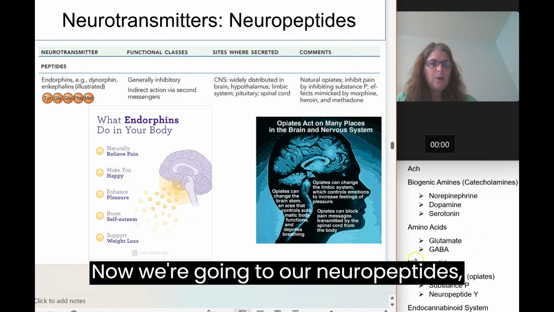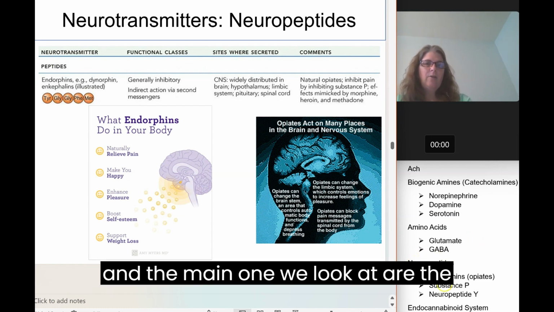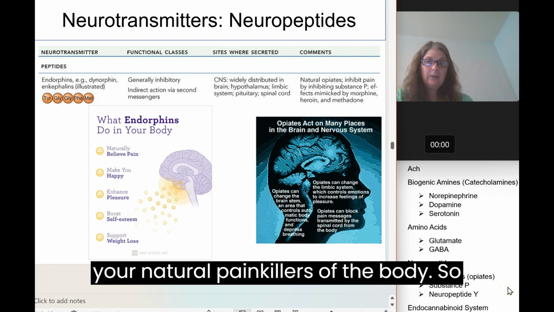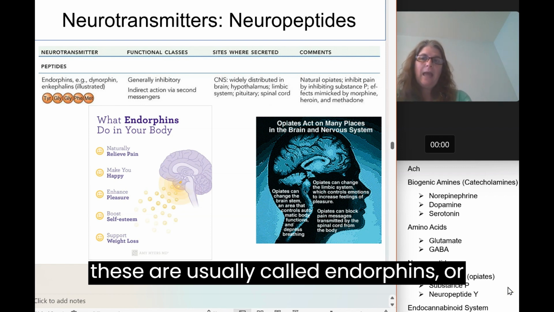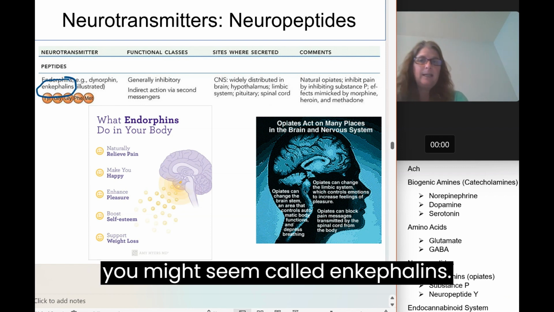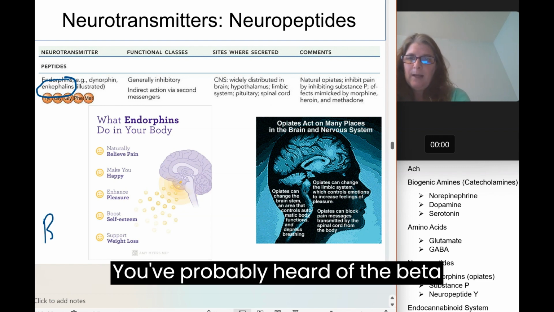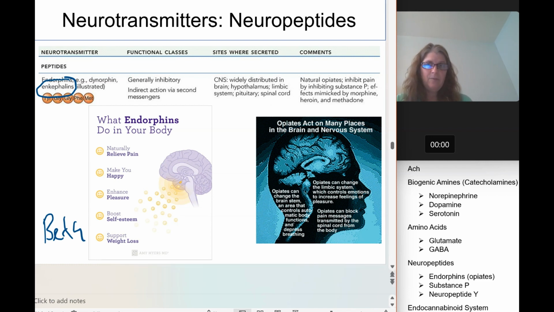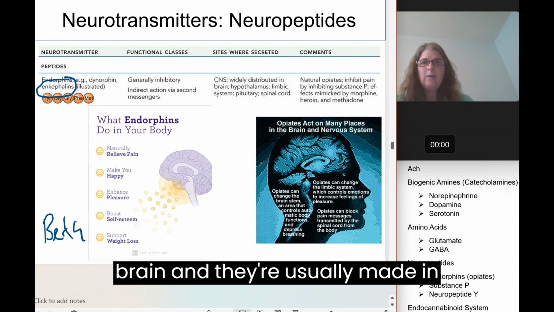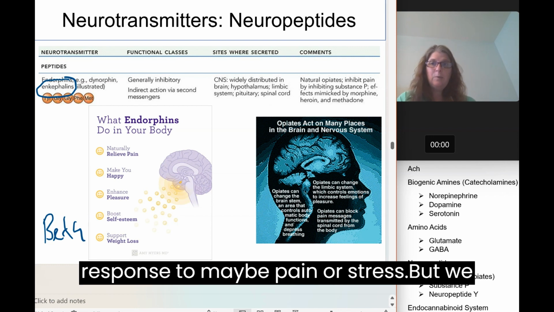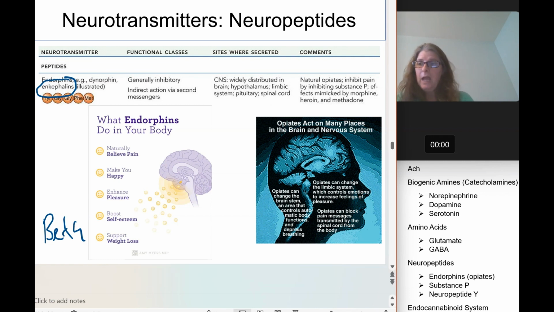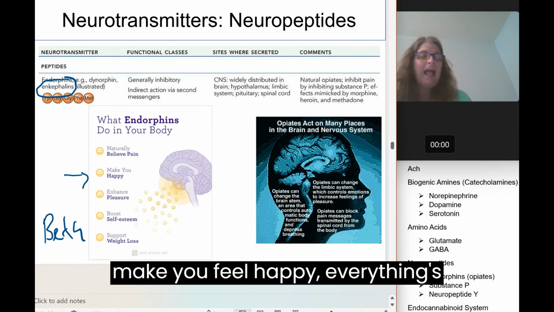Now we're going to our neuropeptides, and the main ones we look at are the endorphins, or the opiates. You've probably heard of these before. They're your natural painkillers of the body. These are usually called endorphins, or you might see them called enkephalins. You've probably heard of the beta endorphins. These are neuropeptides, or big long chains of amino acids, and they're made in the brain. They're usually made in response to maybe pain or stress, but we also know they can go up with exercise and certain foods.